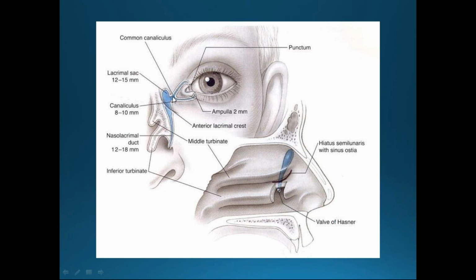The length of the lacrimal sac is about 12 to 15 mm. The canaliculus is about 10 mm. The nasolacrimal duct is about 12 to 18 mm. Reflux of fluid from the nose into the lacrimal sac is prevented by the valve of Hasner. This is the valve of Hasner, situated at the opening of the nasolacrimal duct into the inferior meatus.